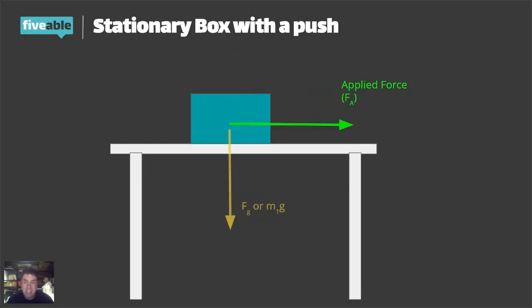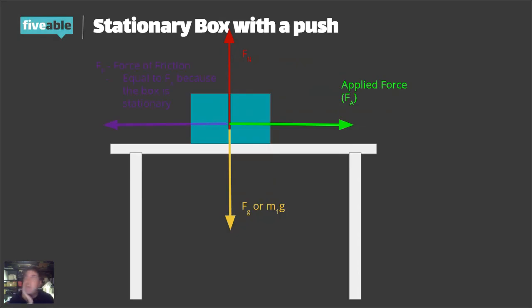The box still has weight. It still has gravity pulling down on it. The fact that I'm now pushing it sideways does not change the fact that gravity still pulls down on it, that we still have a weight and stuff like that. We still have our normal force. And that normal force is still equal to the downward force of gravity. Up and down are still equal to each other because that box is not accelerating up or down.